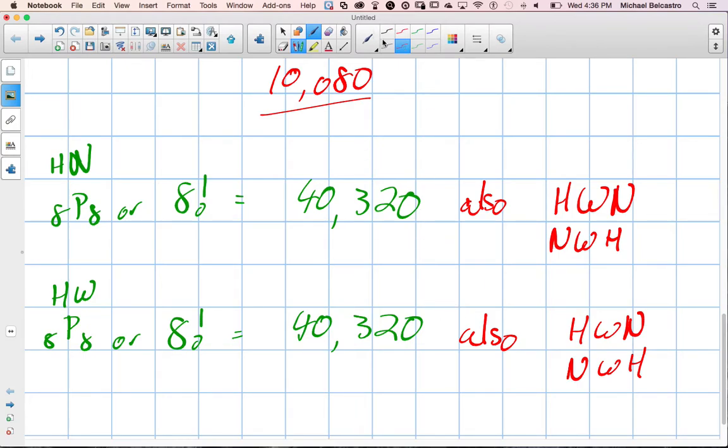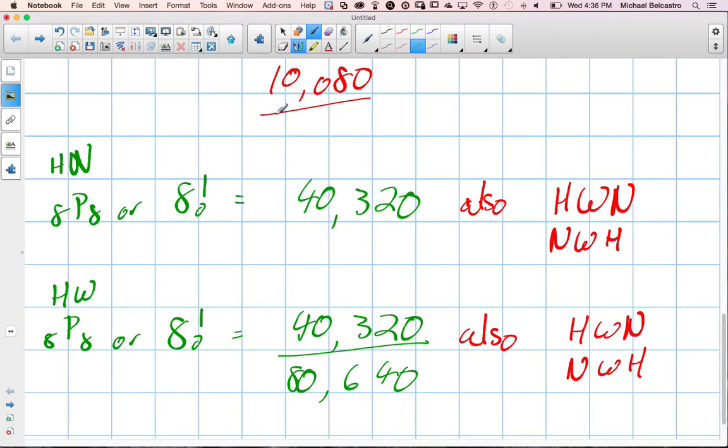So first, let's put these all together and see what our total is. Our total here looks like it's going to be 80,640. So it's 80,640 different ways that it could be just Henry beside Nancy or Henry beside Wilson. Oh no, Henry is supposed to be in the middle. I got the wrong name in there, but that's okay. We got the idea here. But these have been double counted, so I have to actually subtract.